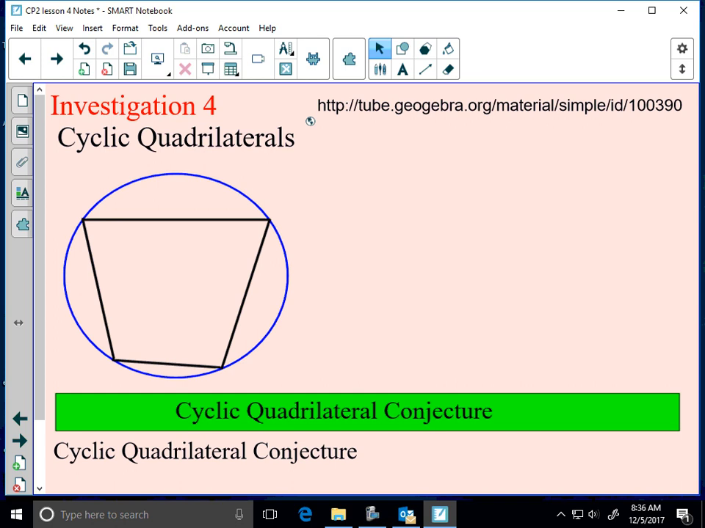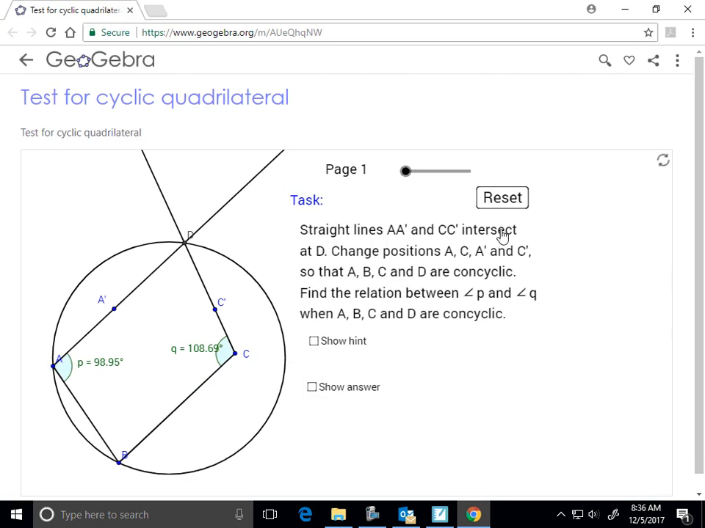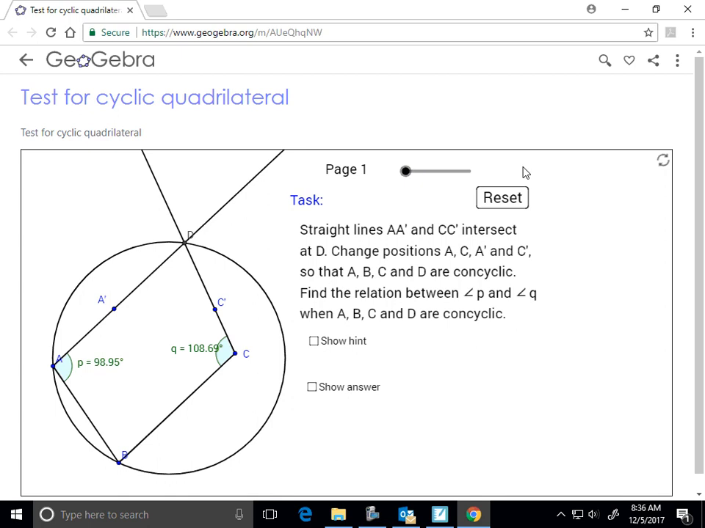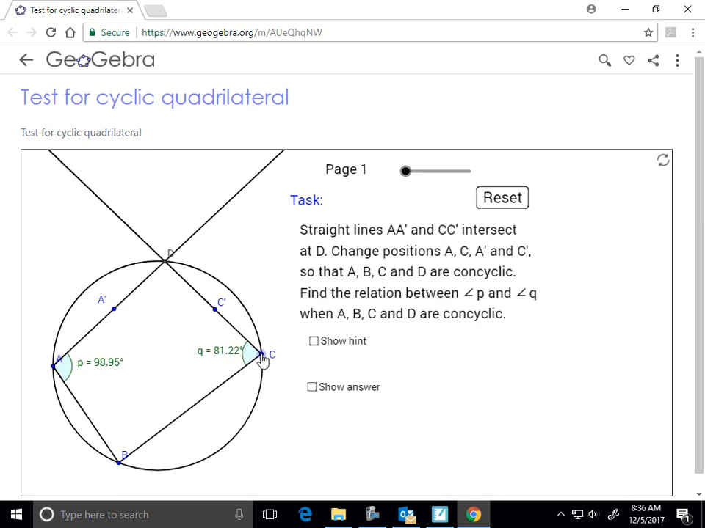I don't know what this GeoGebra video is. Do you want to watch it? Yeah. Should we see what it is? It's probably outdated now. Oh, there it is. GeoGebra tube. What is this? Show hint. Straight lines intersect. Find the relationship between P and Q. Angle P and angle Q. Yeah, they add to 180. That's cool. Wait, do they? That doesn't look right. Oh, got to drag C over to here. Oh, there we go.